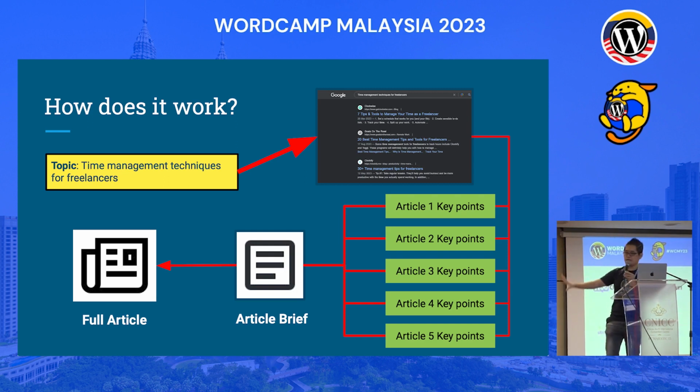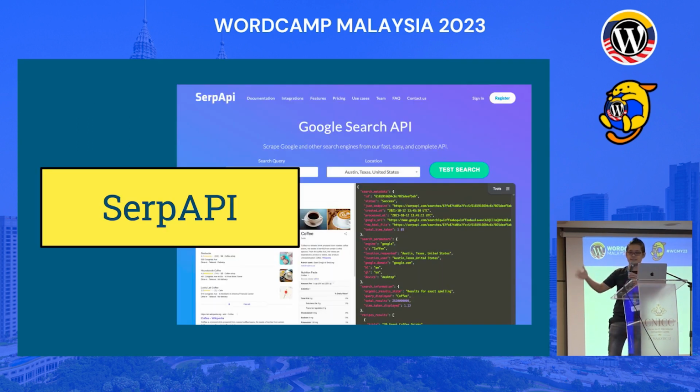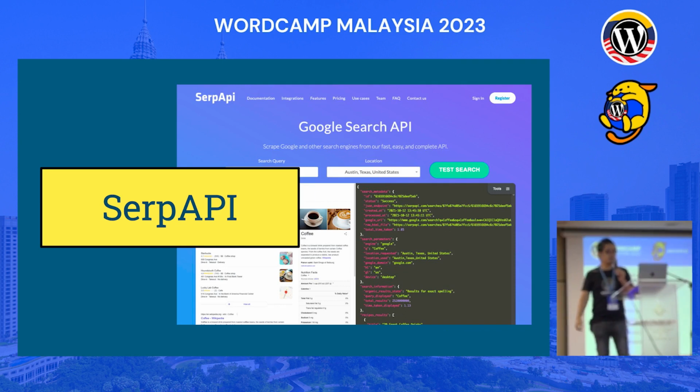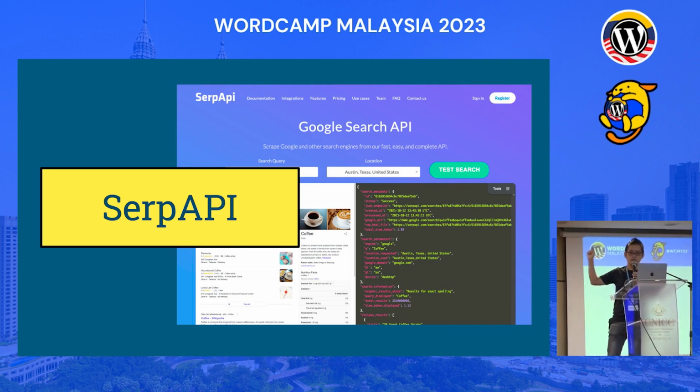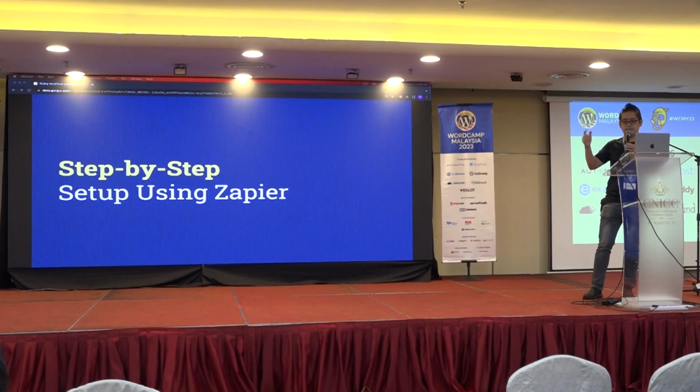Now, of course, we're going to do this automatically. We're not going to do this manually. So your friend here is SERP API. With this tool, we're able to pull the top Google search results automatically using the API, and then it will scrape all the results, and from there you can extract all the key points, which can then be used to generate your outline, then your full article. And then everything can be automated thanks to Zapier. So here's a step-by-step guide using Zapier.